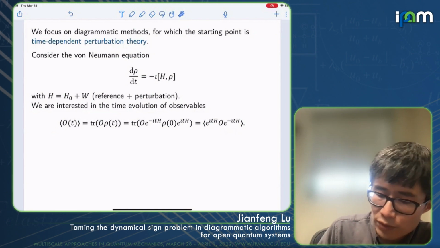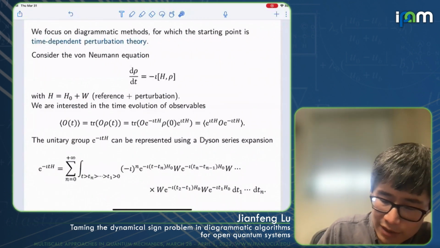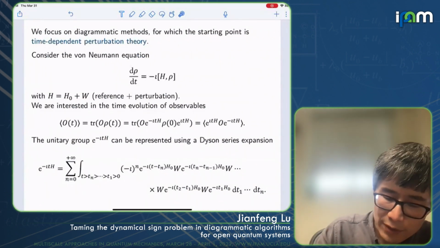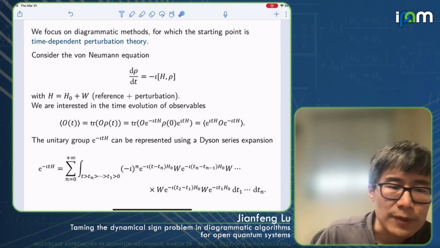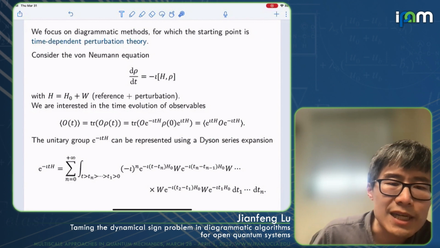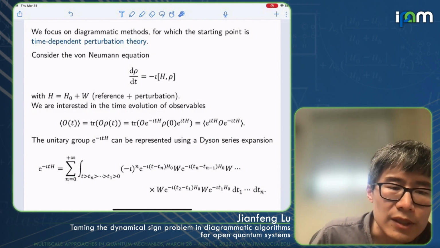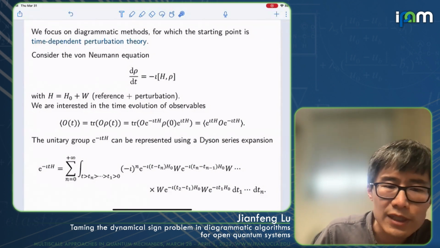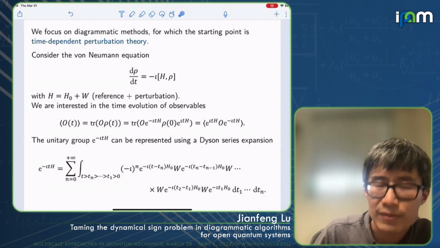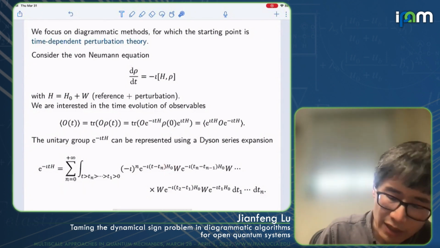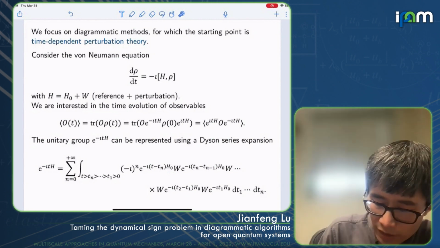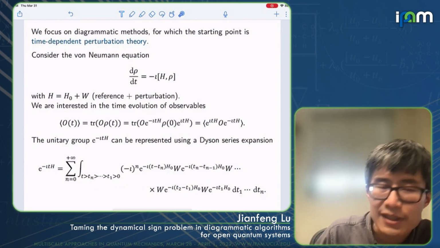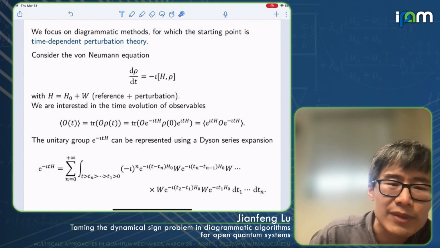Now, if you start to do perturbation and expand, which is very similar to what we have done before, the unitary evolution can be represented by a Dyson series. This is almost the same thing as before, except that previously I dumped all the terms into W, but here, let's also keep the reference Hamiltonian part. If you still remember the first slide, this is really very similar to that expression.